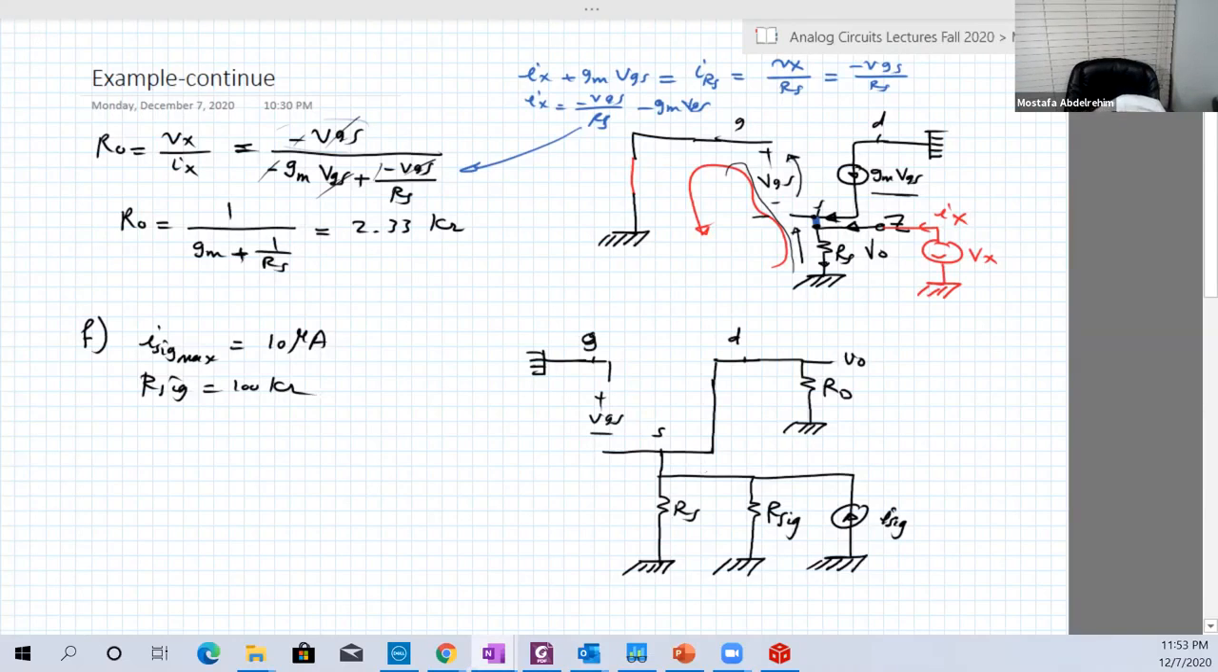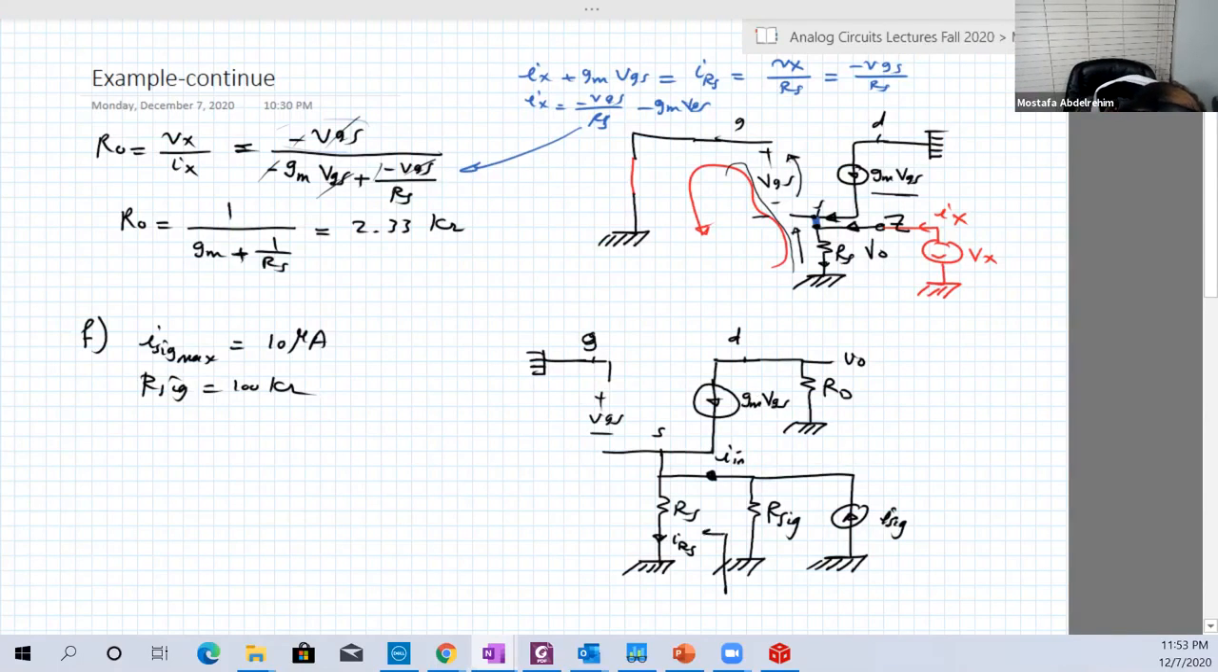So let's call this current here I input. And let's call this IRS. And I've called it here the GM VGS.